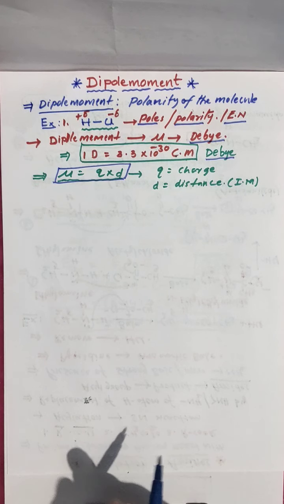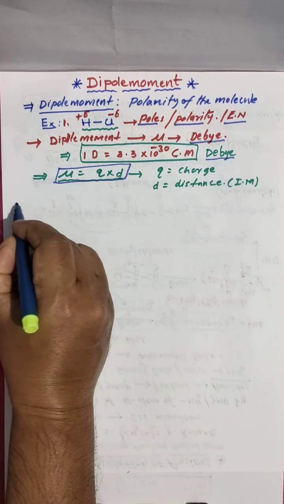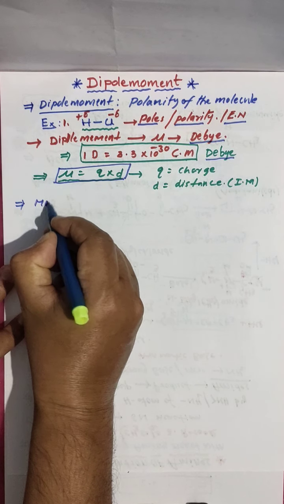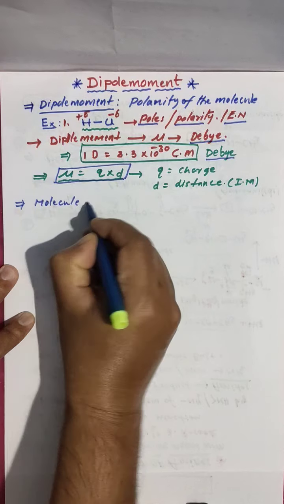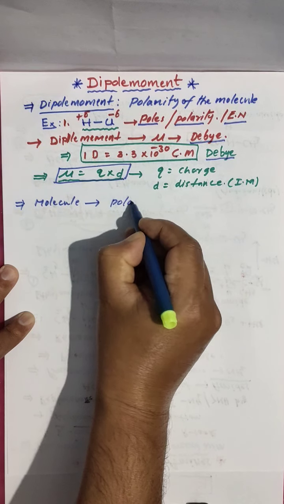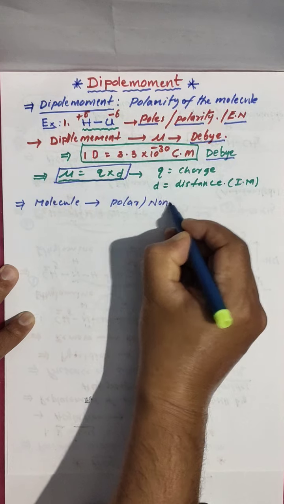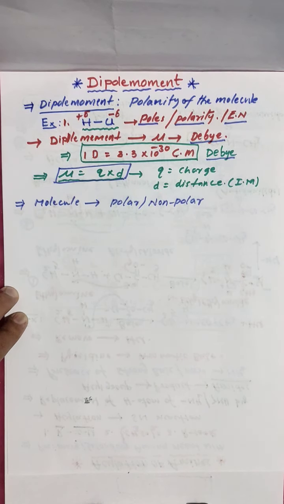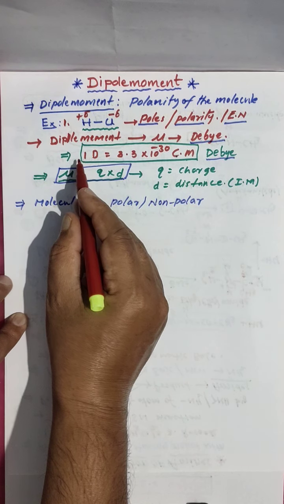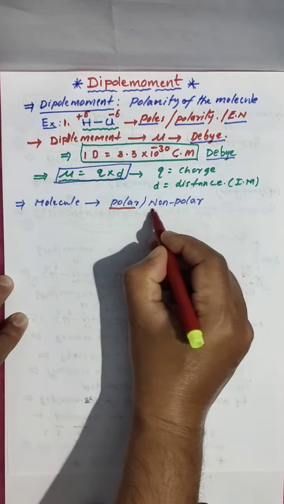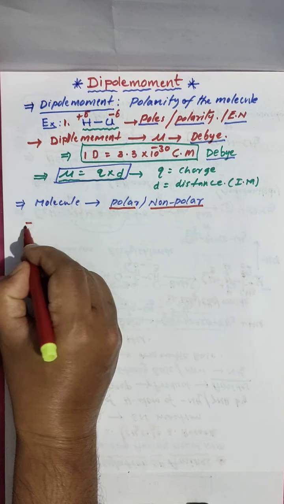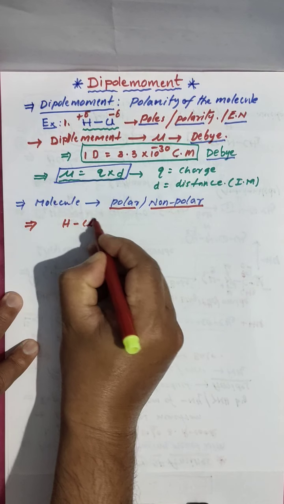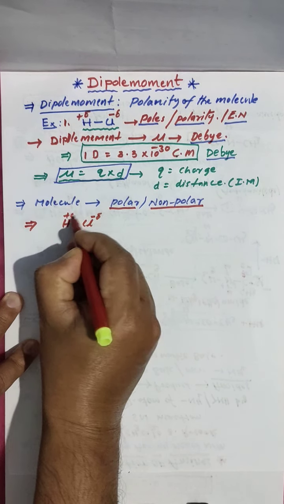Based on dipole moment, we can address whether a molecule is polar or non-polar. So here I am going to discuss both terms, how to address dipole moment and how to address polar and non-polar. You learned already that molecules like HCl are polar, del minus, del plus.